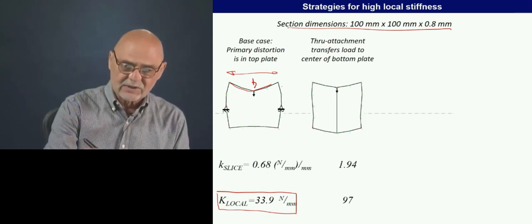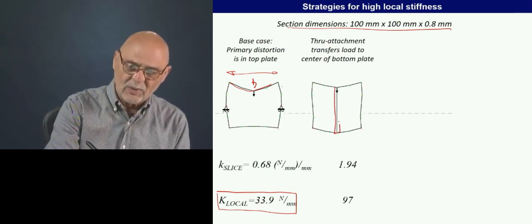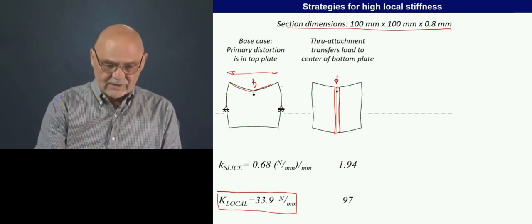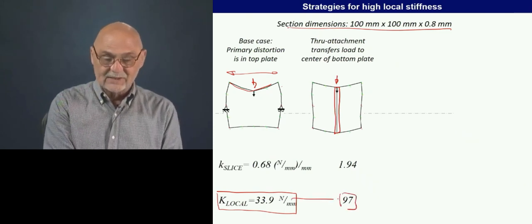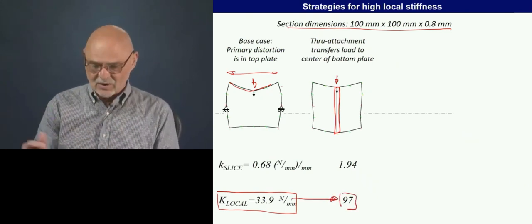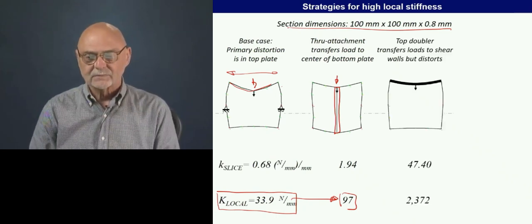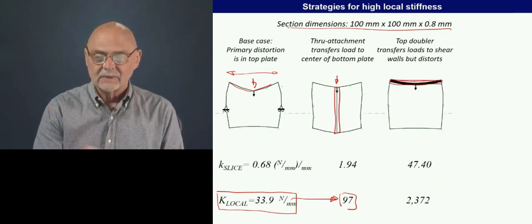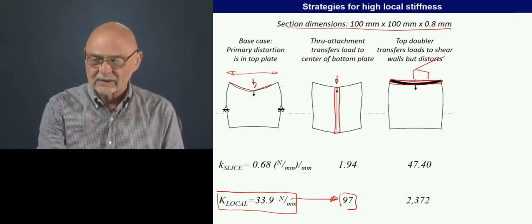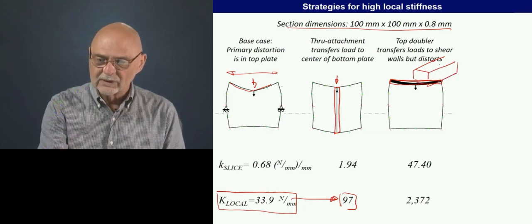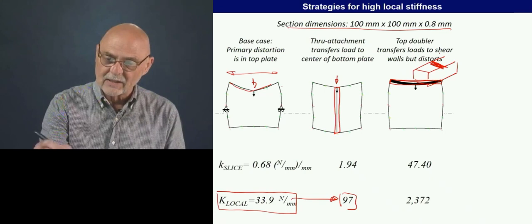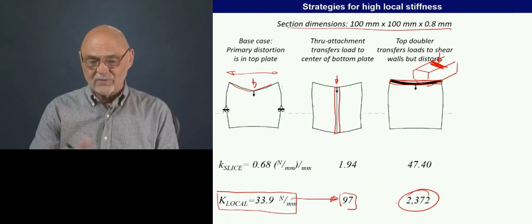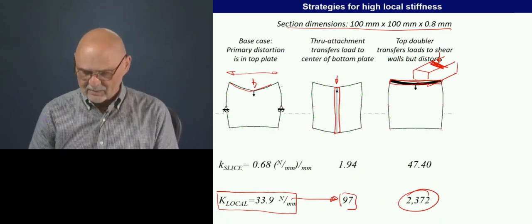Here we're going to take a tube, and we'll put a tube all the way across the section from top to bottom where we're applying the load. That does a lot. That gets us all the way up to 97, right? 3 times where we started, but a long way from where we want to be. Here's another strategy. We're going to put a really heavy doubler across the top. So here's the section. We put a really heavy doubler there and then push on that doubler. That gets us up to 2400. That's really a lot more.